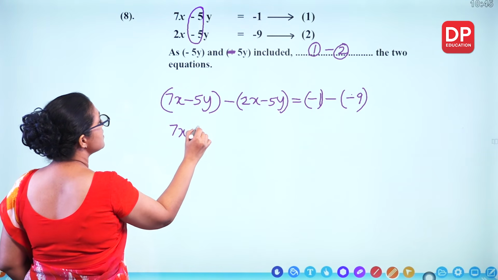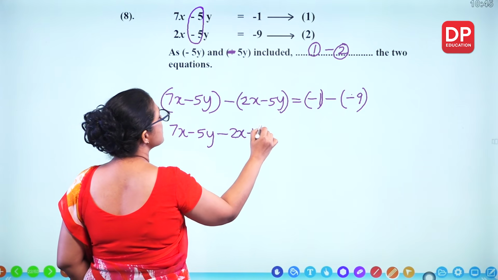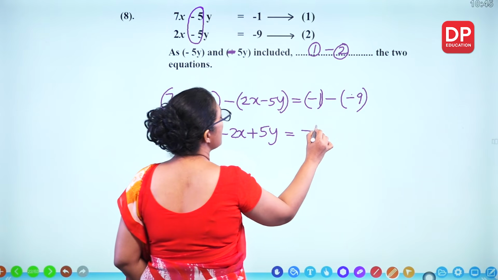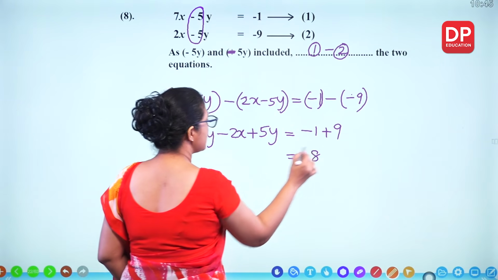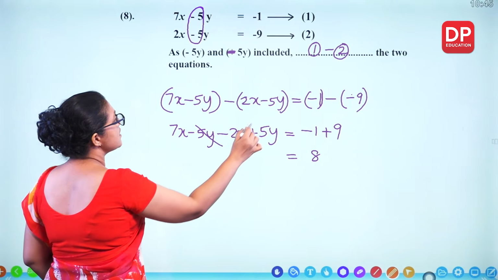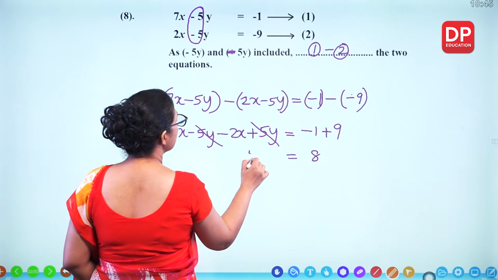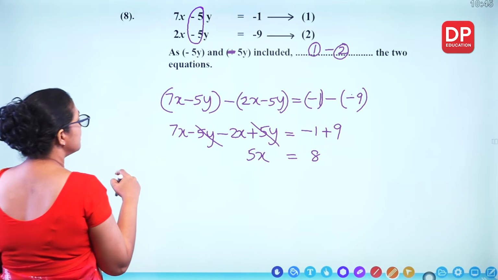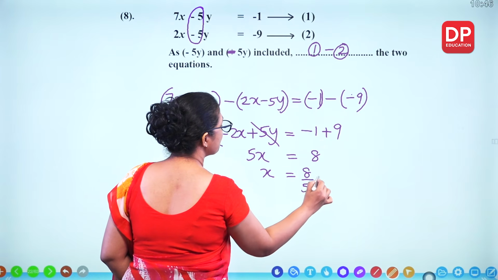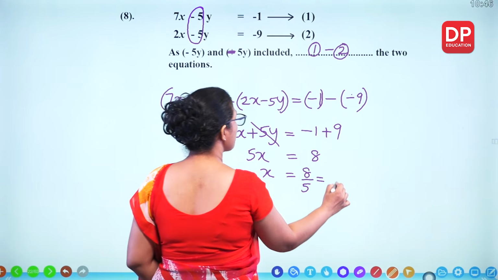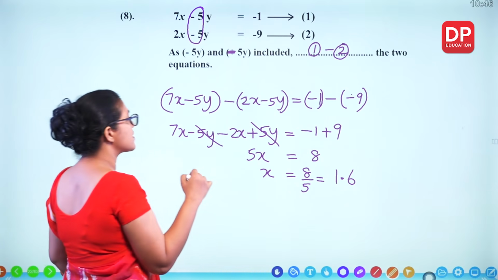So expand brackets, you get this minus 2x, minus minus here, plus 5y. Minus 1 plus 9 on this side. 9 minus 1, you get 8 here. The y term gets cancelled out. 7x minus 2x, that's 5x. x equals, divide by 5. 8 over 5, that's 1.6.